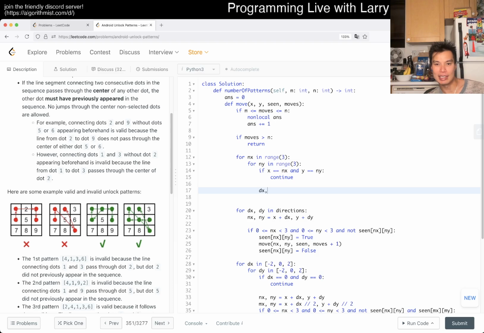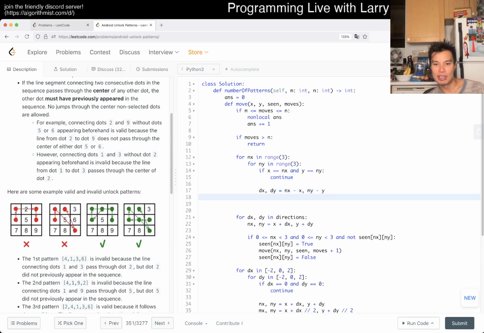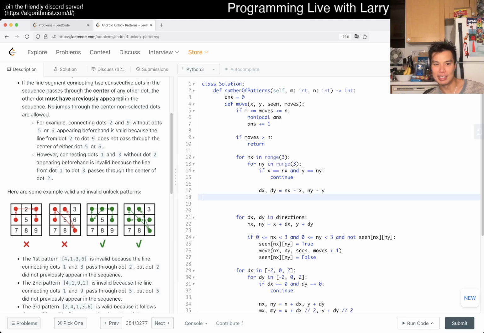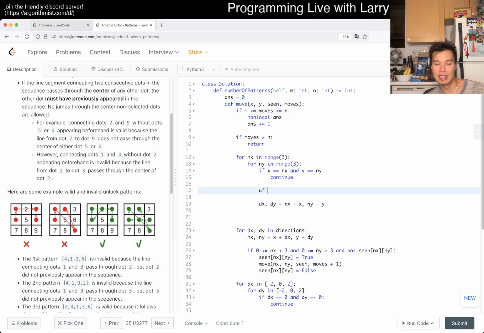Yeah, then dx dy, we go back. So dx dy is equal to x. I guess it doesn't really matter. I mean, it's consistent, but yeah. Minus x and y minus y, right? So now, first of all, we want to see that even before this, we don't have to check our bounds at least. If not seen of nx and y, or if this is seen, we continue, right?